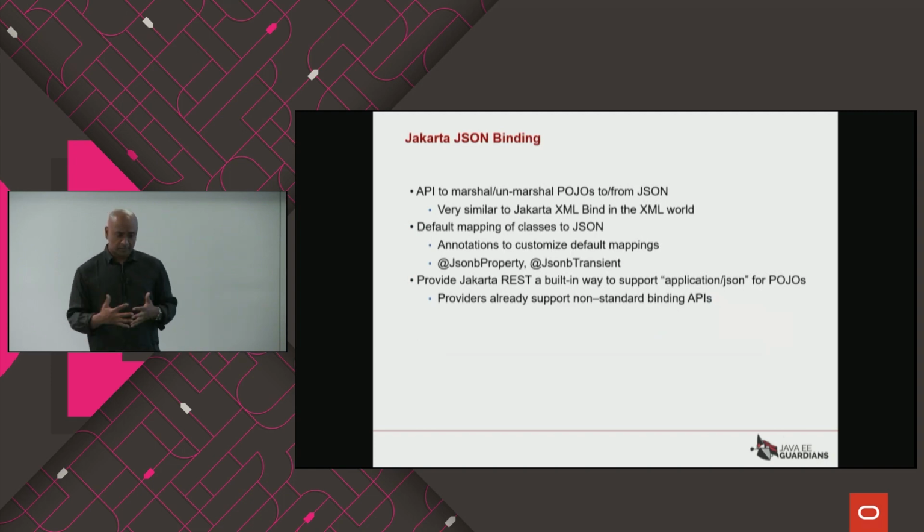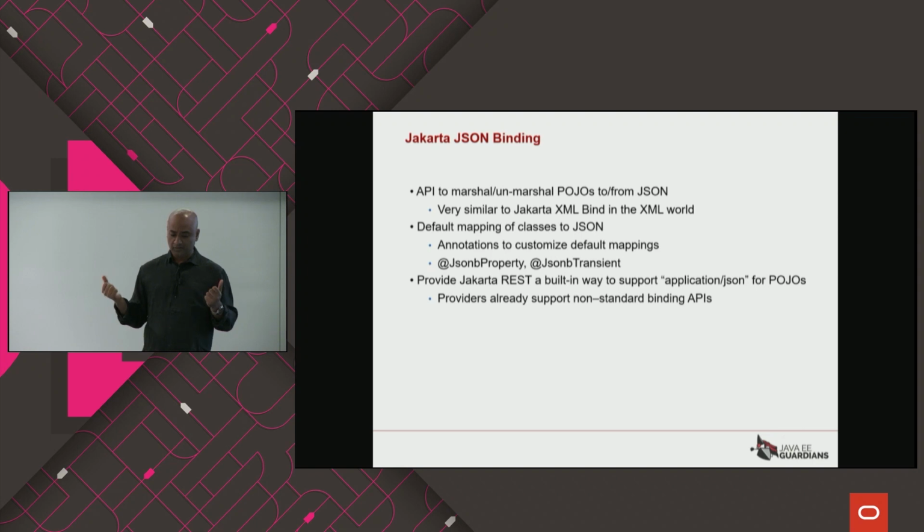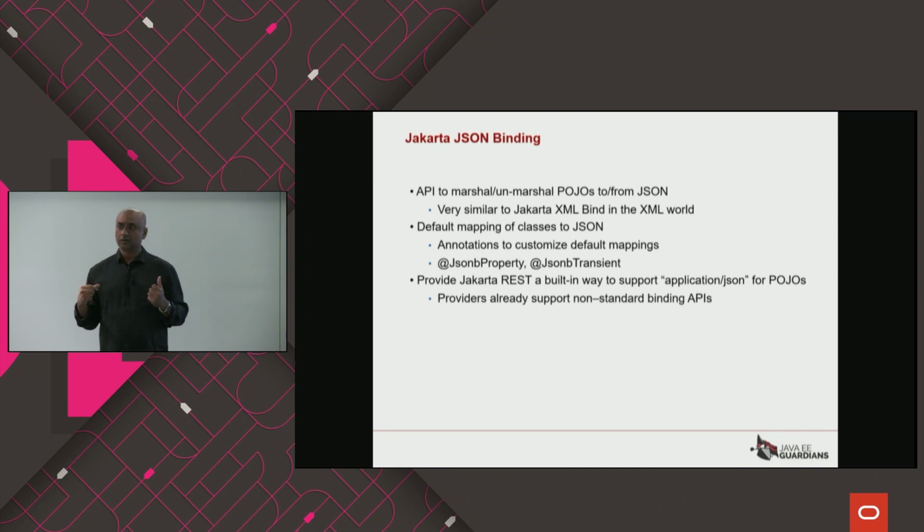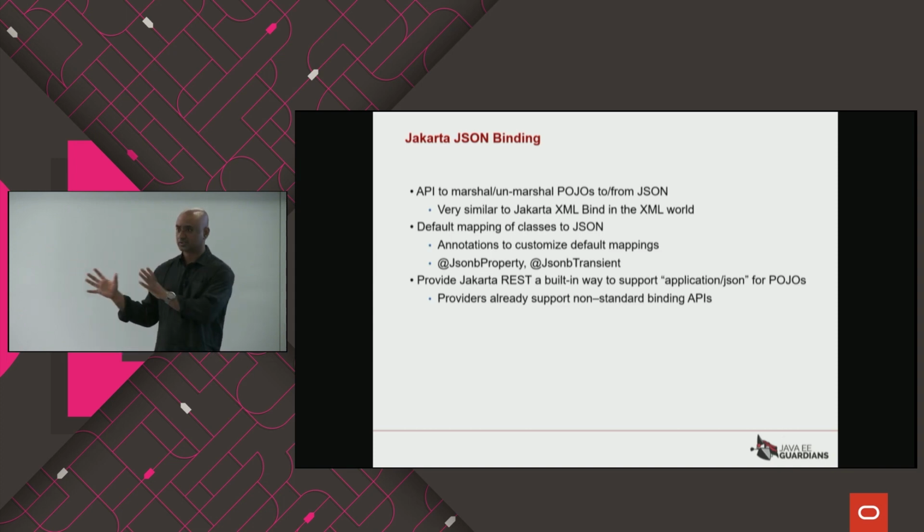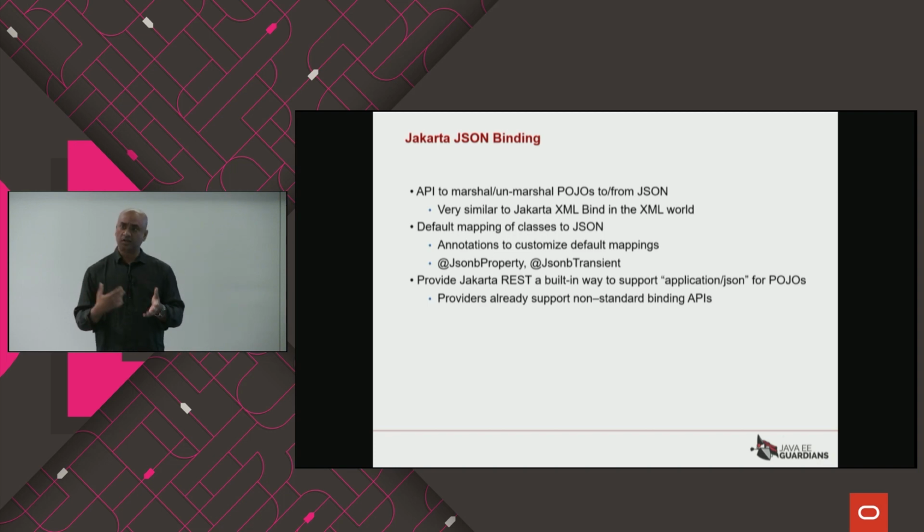Jakarta JSON binding. So we had a JSON processing API as of Java EE 7. It's called Jakarta JSON processing. What that is basically, it is the XMLP equivalent for JSON, namely a low-level API that looks like DOM or SAX that allows you to parse and generate JSON content. But that was just the beginning.